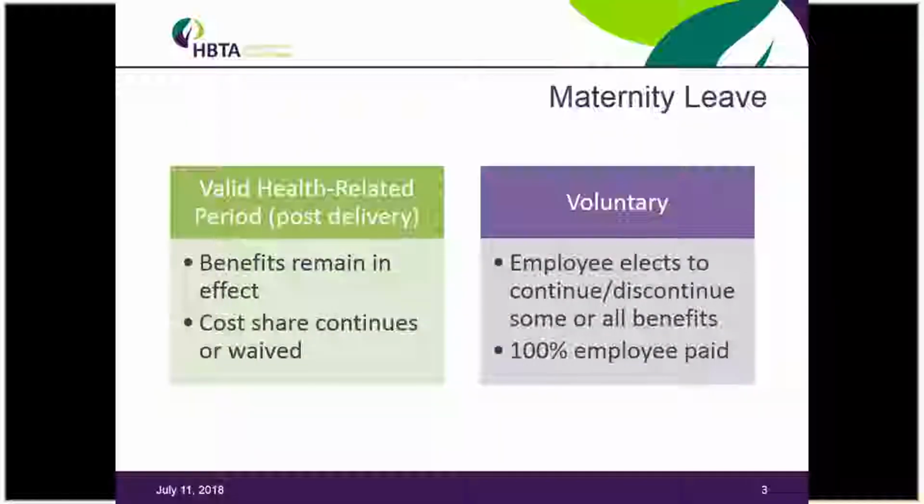Okay, so we're going to talk about maternity leave first. A maternity leave actually is in two portions. There's a valid health-related period, which begins on the date that the employee delivers her baby. And then there's a voluntary portion of the leave, which is not related to the health-related period at all. So to explain further, if an employee works until her date of delivery, she will begin her maternity leave and her valid health-related period at the same time, which is her date of delivery. But once her valid health-related period is over, once she has recovered from the childbirth, then she goes on to the voluntary portion of the leave.